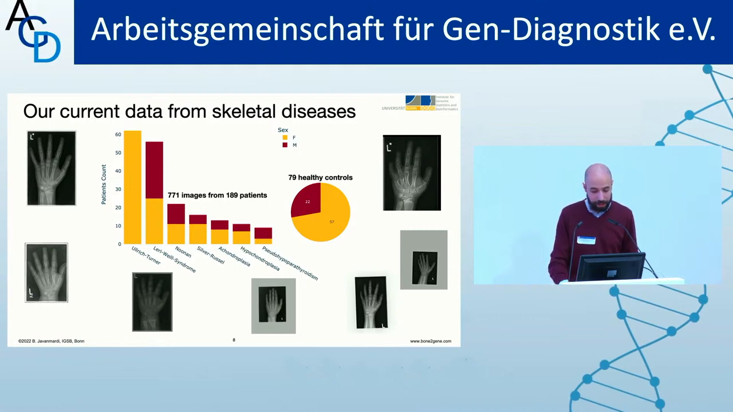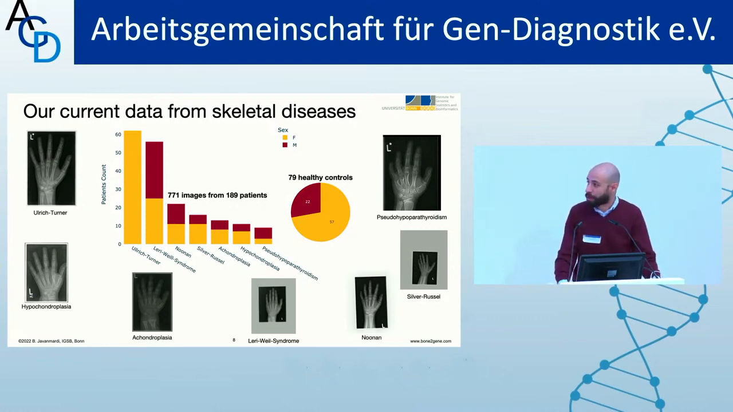We have data from Ullrich-Turner, Léri-Weill syndrome, Noonan, Silver-Russell, achondroplasia, hypochondroplasia, and pseudohypoparathyroidism. I'm not sure if you have already matched any of these diseases with these X-rays that I show.